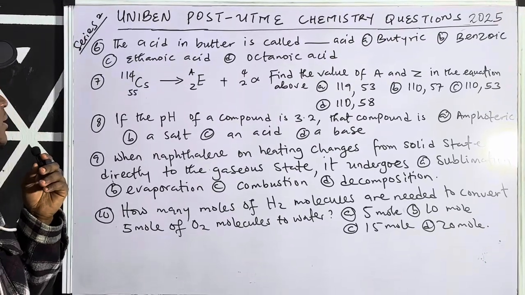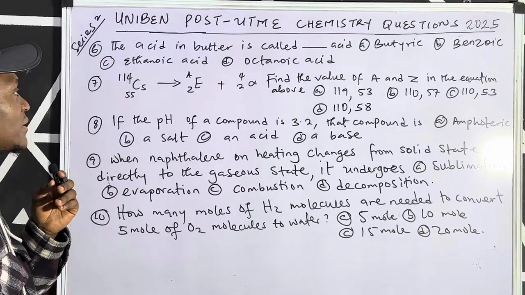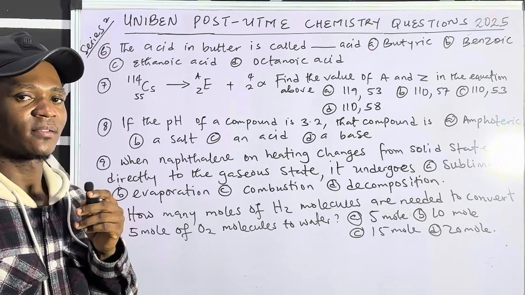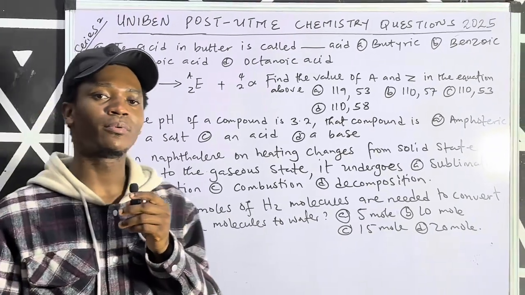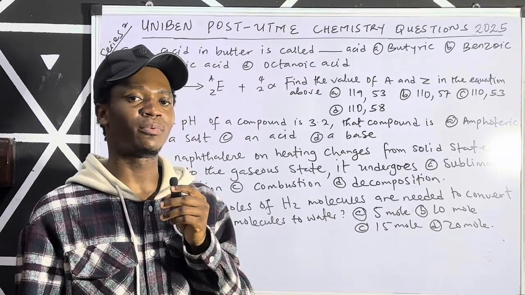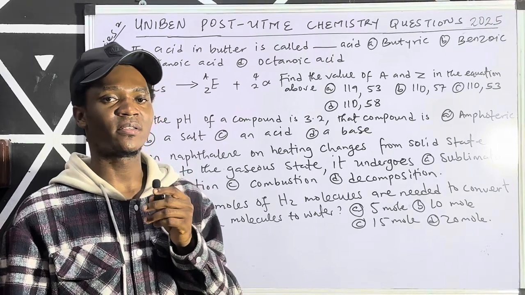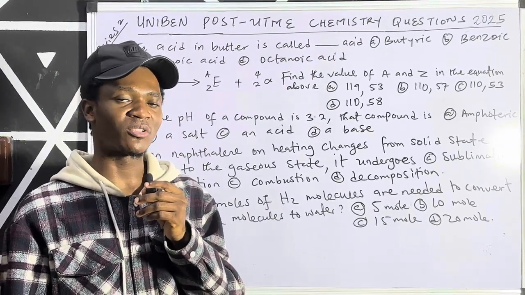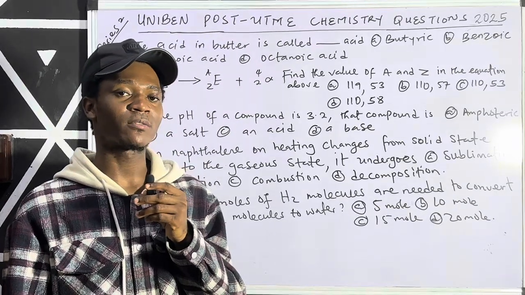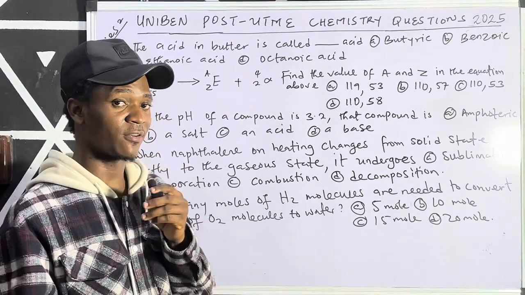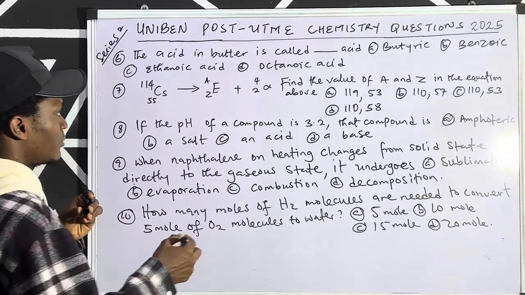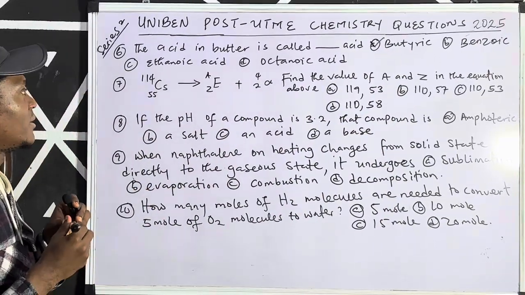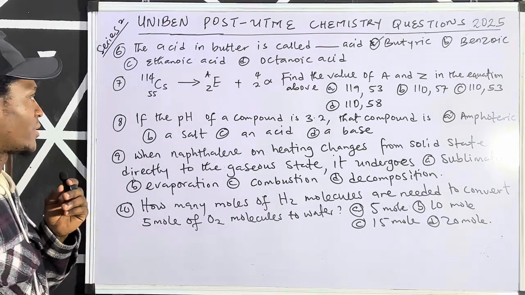Question 6. The acid in butter is called dash acid. Now, there is an organic acid that is found in butter, and that acid is called butanoic acid, also called butyric acid. Butanoic is the molecular name, while butyric is the common name or the trivial name. That acid is also found in human sweat. Fun fact. So the answer is butyric acid, found in butter.